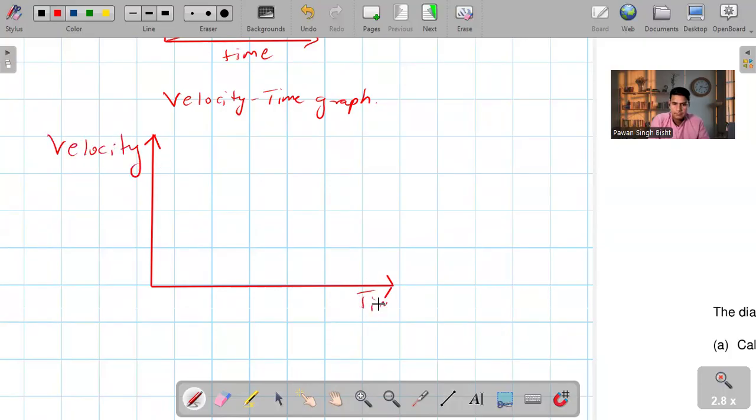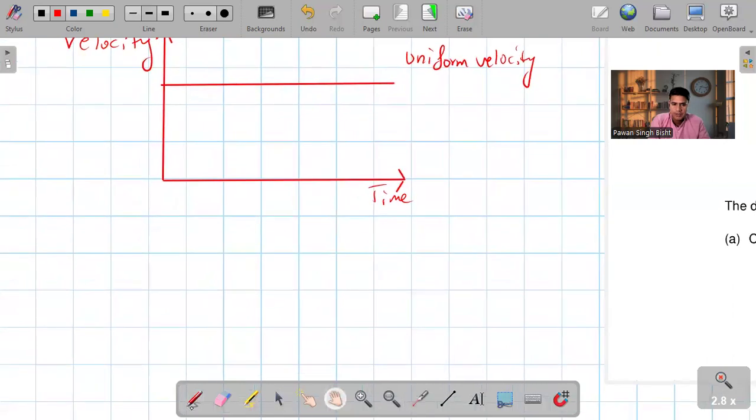Okay, so velocity time graph. If the line is parallel to x-axis, it means uniform velocity. Body is moving with a uniform velocity. Time is passing, but velocity remains same. So that is called uniform velocity or constant velocity also you can say, right?